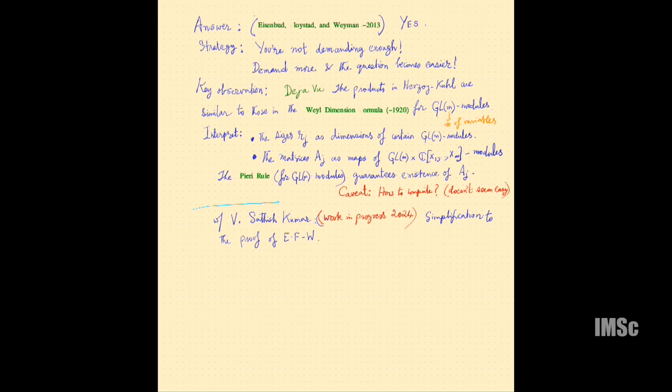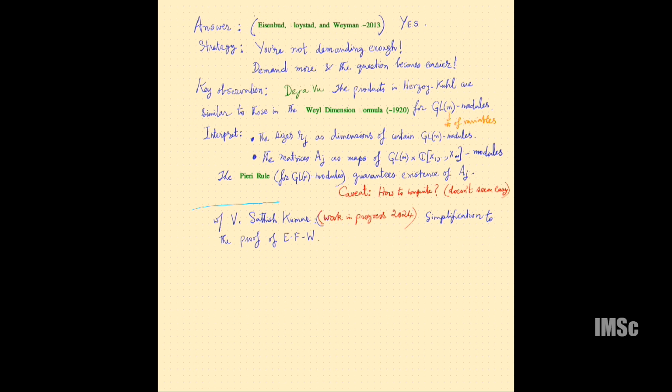The answer to this question was given in 2013 by Eisenbud, Fløystad, and Weyman. The strategy is: you are not demanding enough. Demand more and the question becomes easier. I'll say precisely what that means.